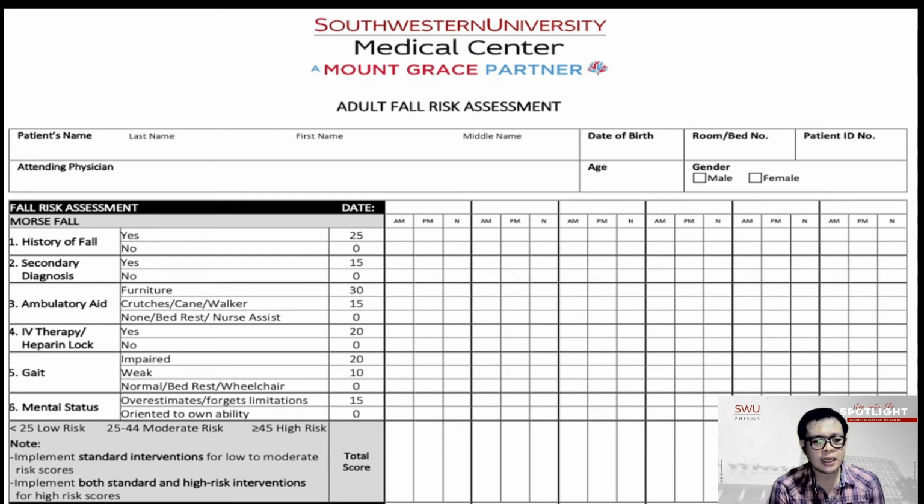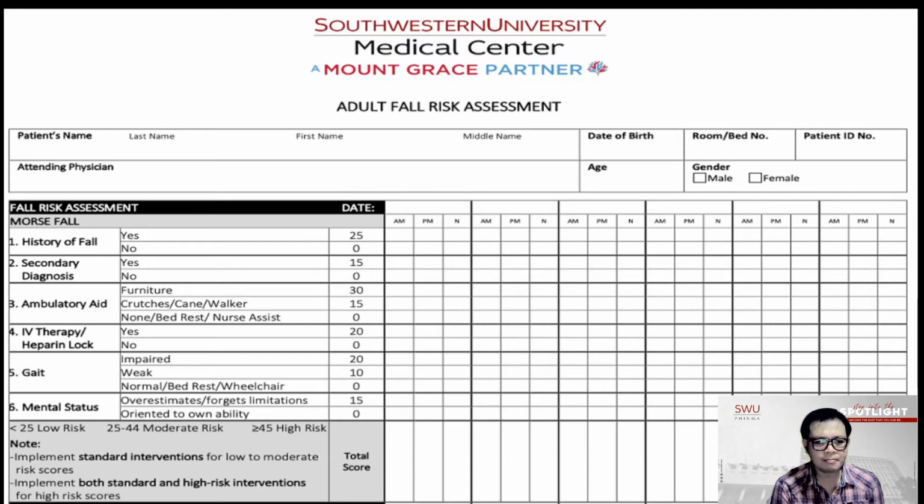Now take a look at the next row, next to mental status or number 6. It says here, take note, if it's lesser than 25, you consider it as low risk. If it's 25 to 44, it's a moderate risk. And if it's greater than or equal to 45, it's high risk. Now the total of my scoring is just 20. Therefore, I categorize my patient as low risk.